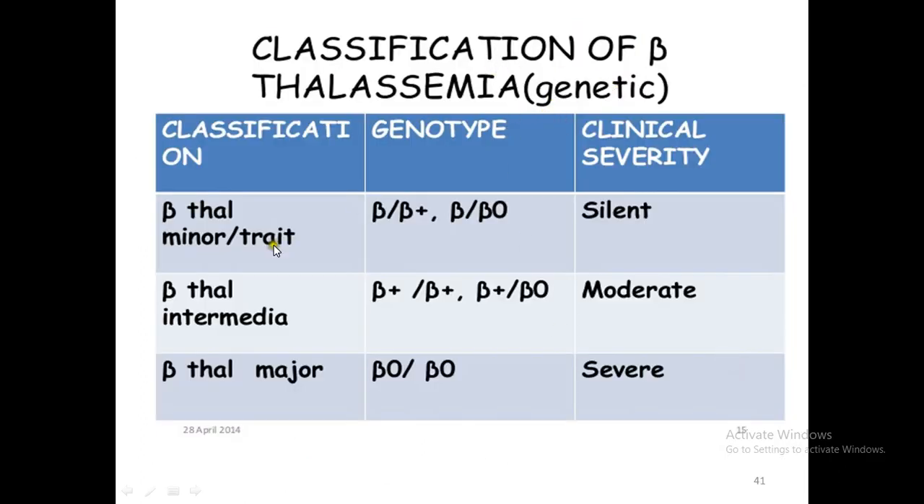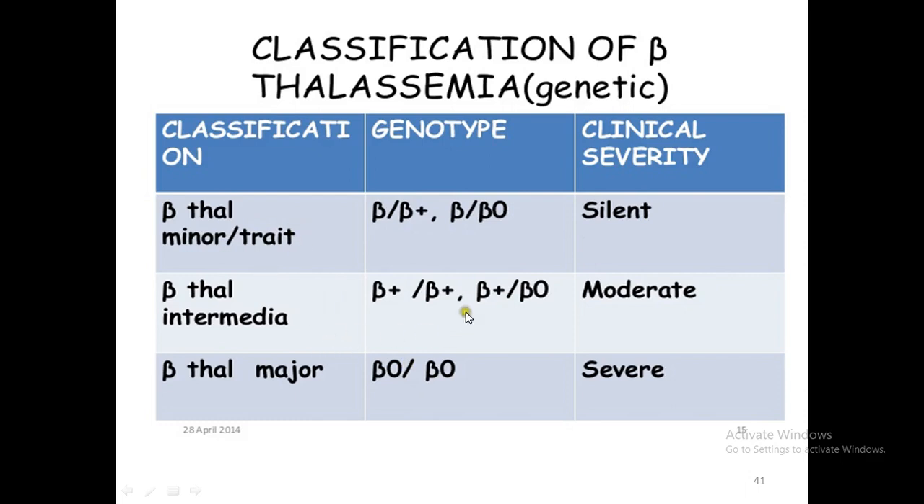Classification of beta-thalassemia. Beta-thalassemia minor or beta-thalassemia trait. Here the genotype is B, B+, and B, B0. Meaning one of the beta alleles is normal, which is inherited from either parent, but the other one is either not producing adequate amounts of beta globin chains, or it is not producing any, 0. The clinical severity in this case is he is just a silent carrier.